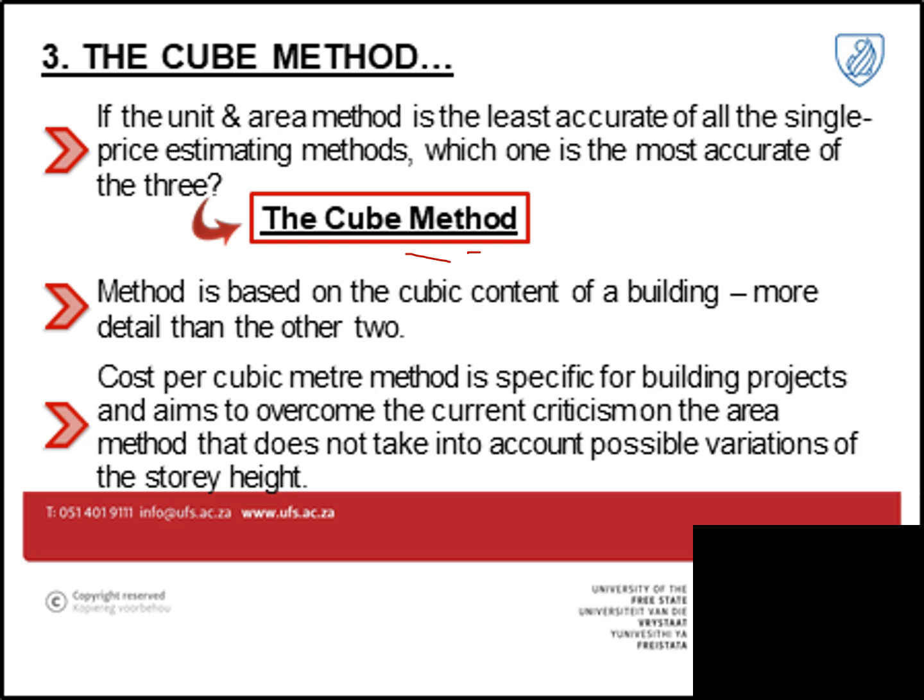So the method is based on the cubic content of the building. More detail is used than the previous methods. And then the cost per cubic meter method is specific for building projects and aims to overcome the current circumstances or criticisms of the area methods. Okay.